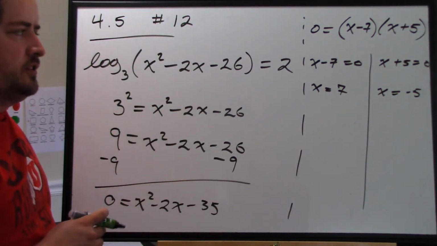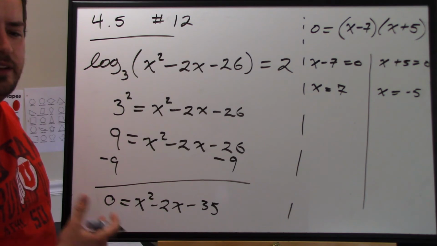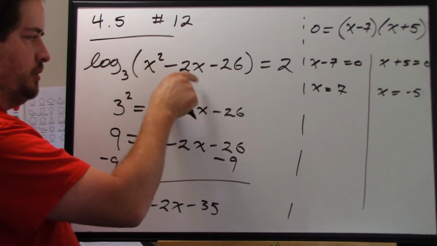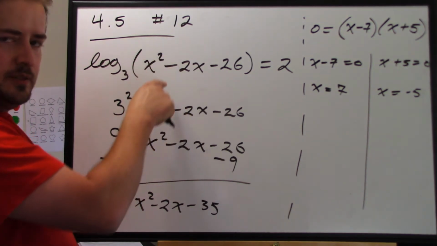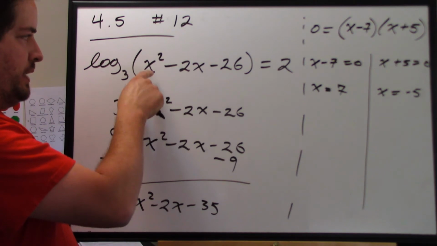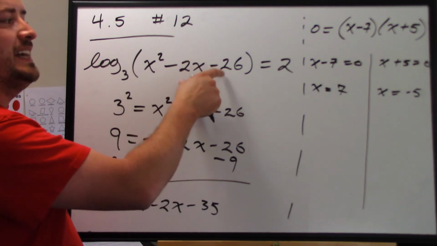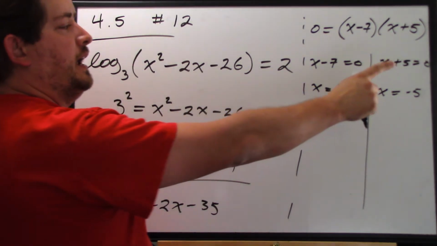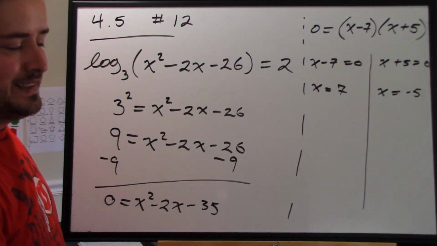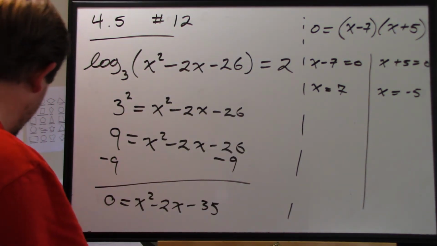Now there is one thing that you want to do is to make sure that both of these answers are valid, because if I plug 7 into the polynomial inside the log, it needs to be positive because I can't take the log of a negative number, right? And so x squared minus 2x minus 26 has to be positive when x is 7, and it has to be positive when x is negative 5, otherwise I need to eliminate the answers where it isn't positive. So I'll check that.